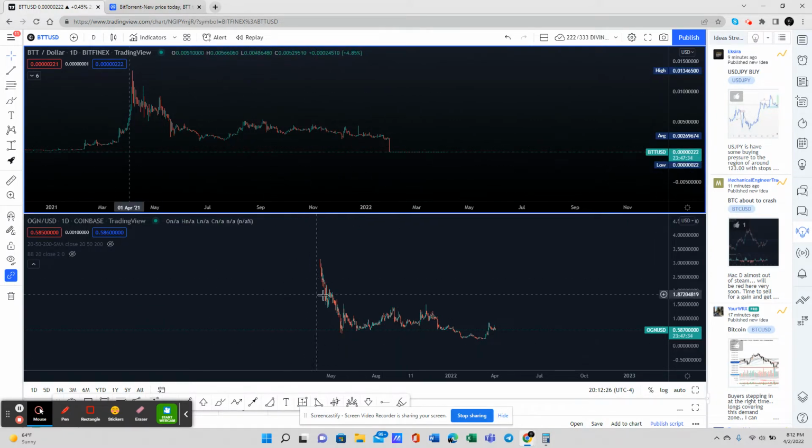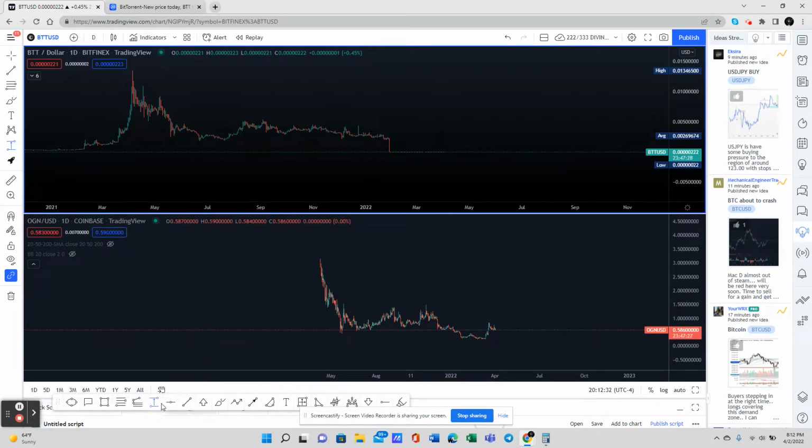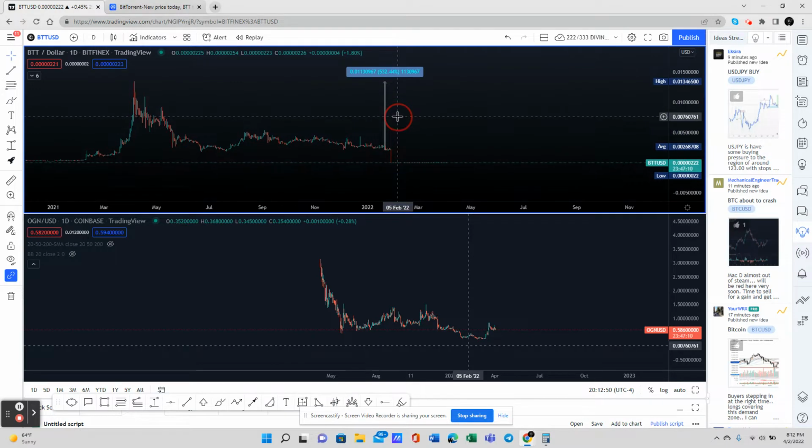So at the bottom you have Origin Protocol. Typically what will happen is this: we will take a look at a chart like this, and let's say we were in this region right here. And if I do the math, it'll take around a 532% gain from this point.